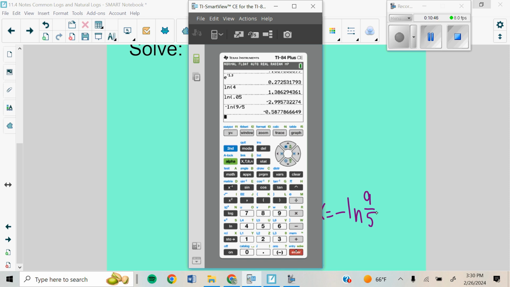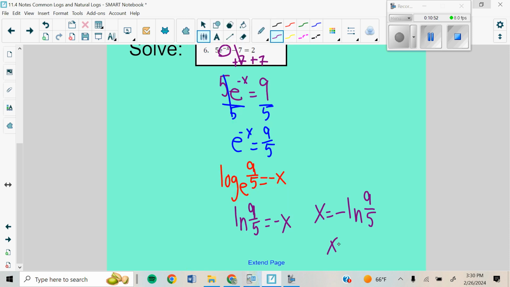When we do that, we get negative 0.587, and then let's round up to 8. X equals negative 0.5878. Okay. So we have to get the e by itself. That's in exponential form. We're going to convert it into logarithmic form and then replace log base e with the natural log.